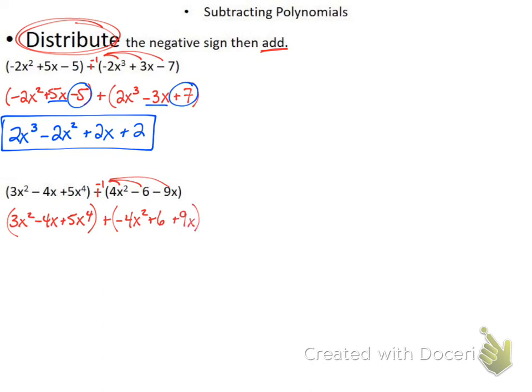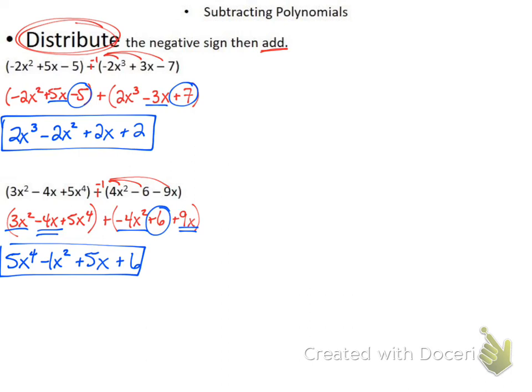Then I can combine all my terms together. 5x to the fourth is the biggest. It doesn't have a match. I can put my x squareds together, which gives me negative 1x squared, or just negative x squared. Our regular x's, which gives me plus 5x. And then my regular number, I just have 1, which is a plus 6. That would be a quartic polynomial. Degree is 4, so it would be quartic, and a polynomial that has 4 terms, so it is a polynomial.